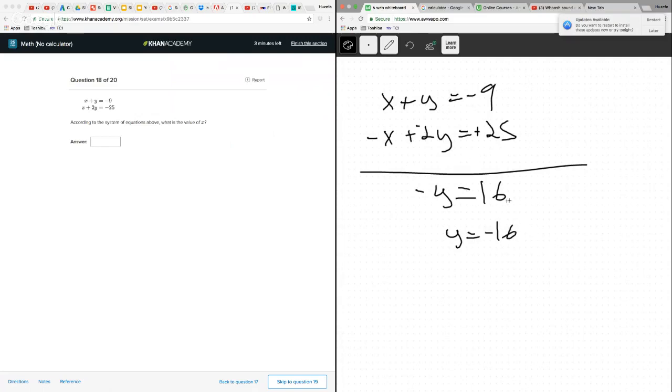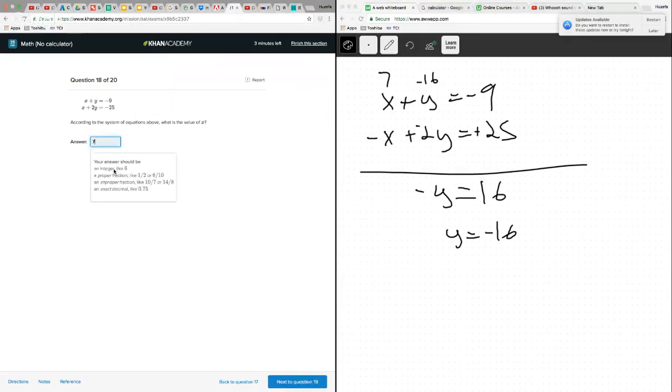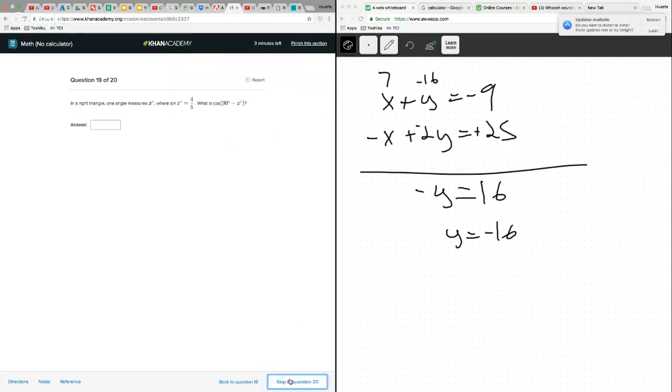And then negative 16, so then x has to be 7, right? 7 plus negative 16 is negative 9. Oh, wait. 7, hold on, did I do something wrong? Because it doesn't work in the second one. 7 and, oh, yeah, negative 16. I'm sorry. 7, negative 16, negative 32, negative 25. Yeah, that's right. Okay. Boom, two questions left, 3 minutes left.